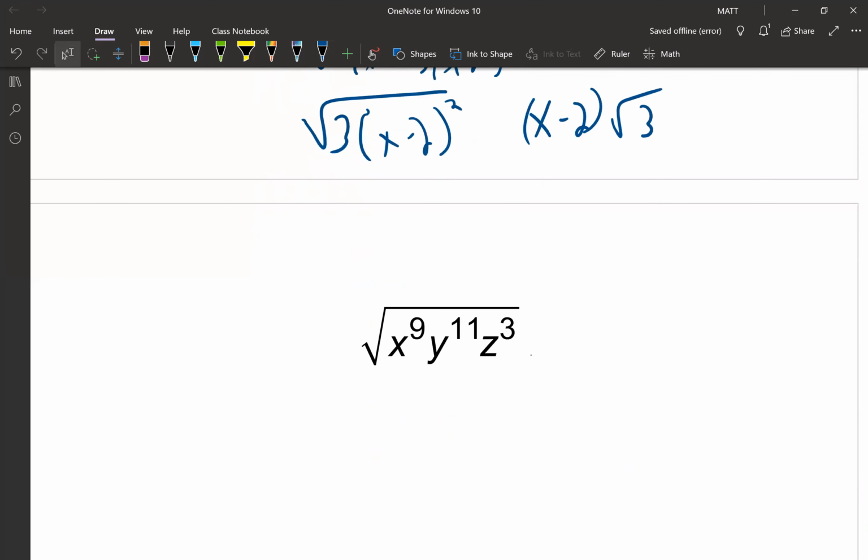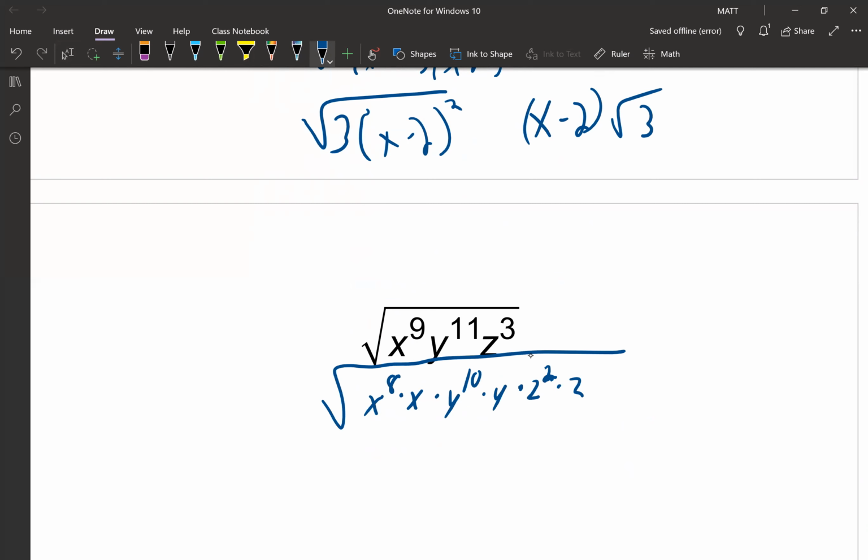And we'll do this one. So this one, we're going to try to find those perfect squares, right? So notice the first one is the same thing as x to the 8th multiplied by x. This one's y to the 10th multiplied by y. And then we have multiplied by z squared multiplied by z, right? That's all square rooted still.